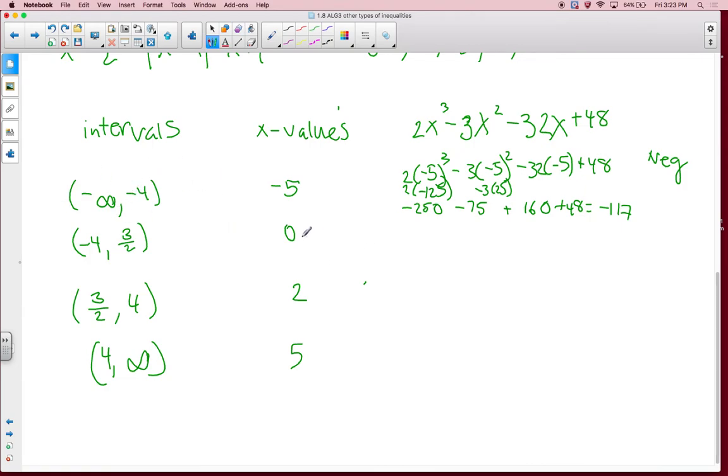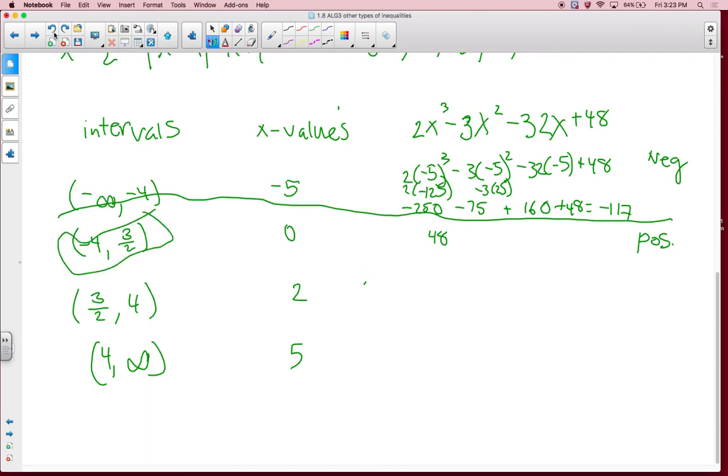Nope. We plug in 0. This one's always nice because it's just 0, 0, 0, 48. Okay, 48. That is positive. So therefore this will be included in the interval. This is one of our intervals because it's positive. Okay, the next one here.